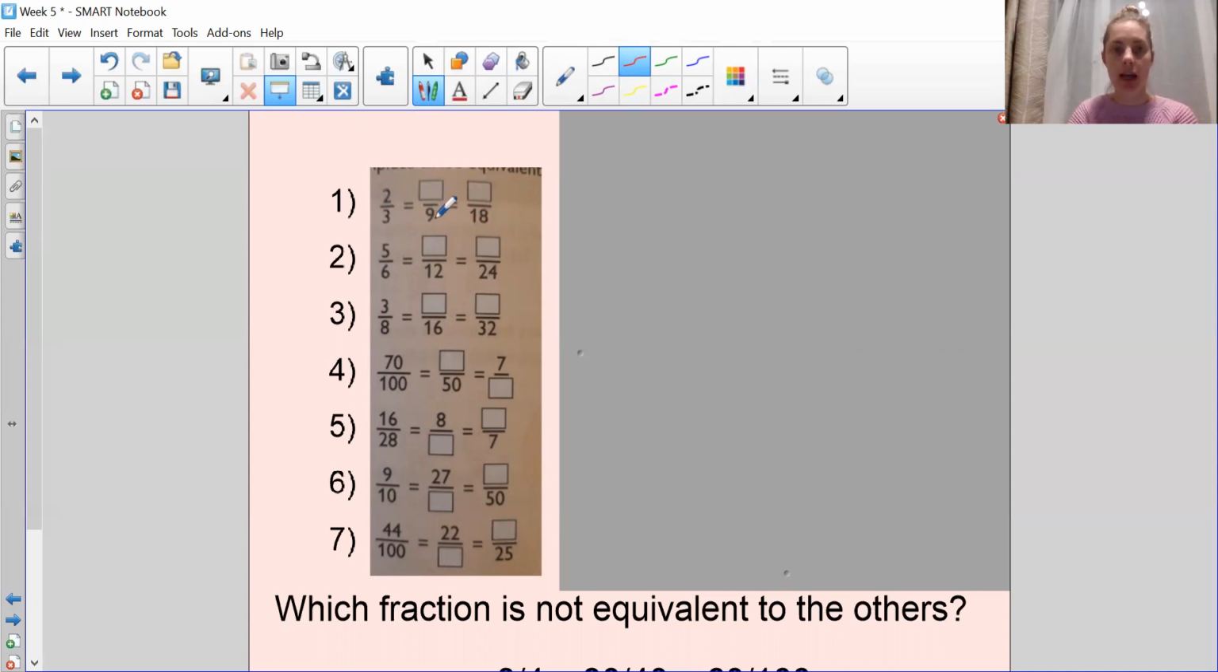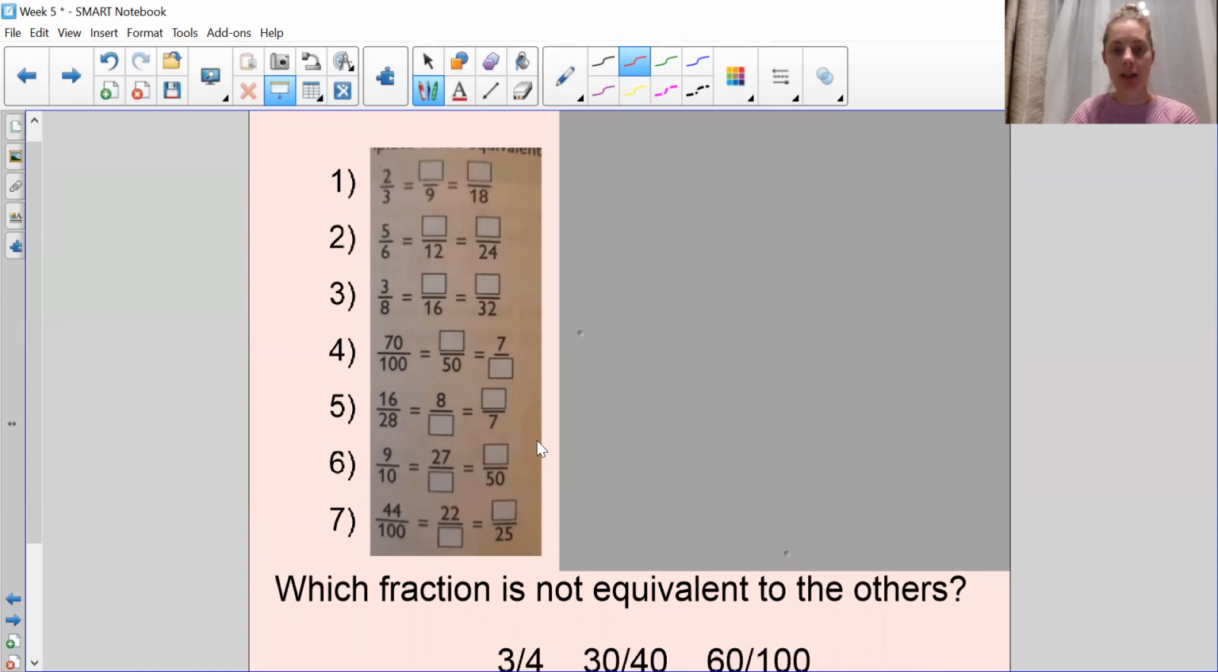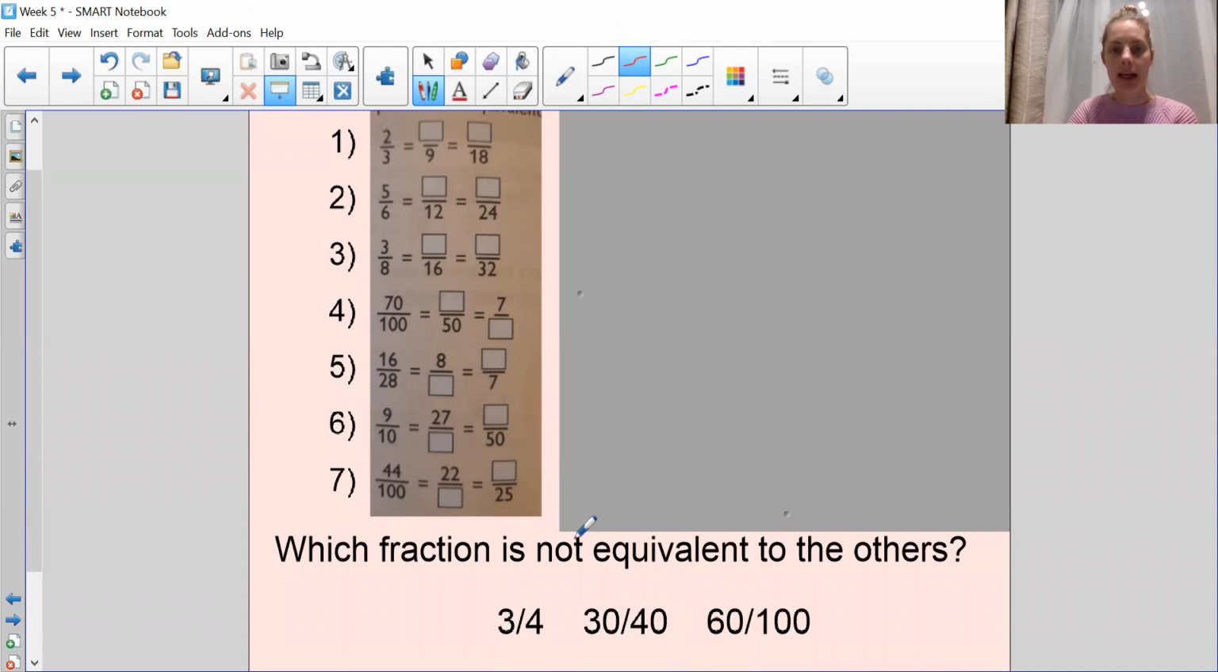You could also use the 9. So you could say 9 times 2 gives you 18. Whatever you do to 9, you need to do to the top number that you would have worked out using this fraction here. All right, so go and have a go at working out those equivalent fractions. And then at the bottom here, which one is not equivalent to the others? Which one is the odd one out here? So pause the video now and have a go, and then I'll give you the answers afterwards.